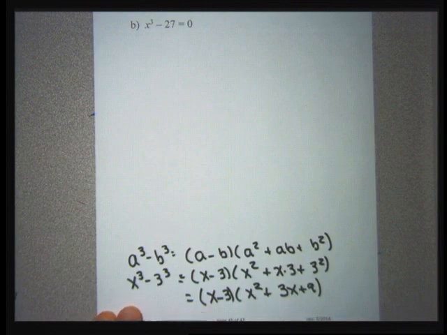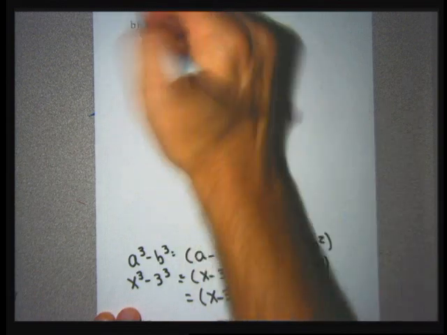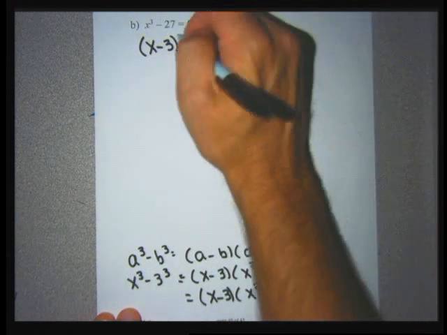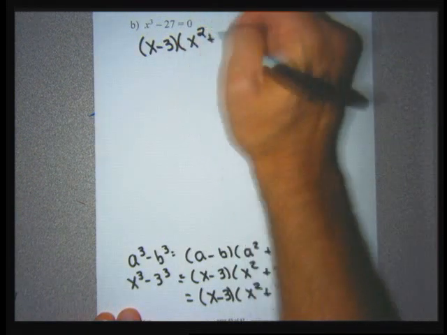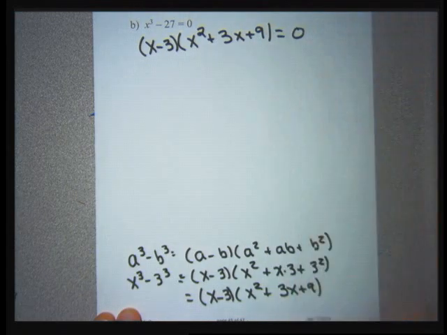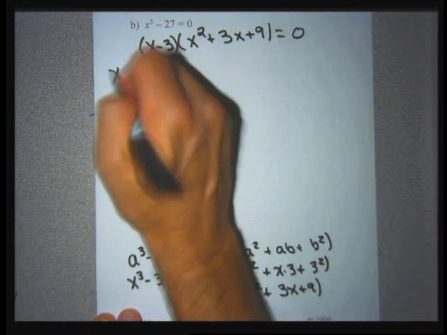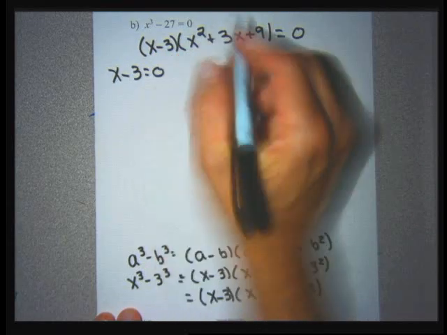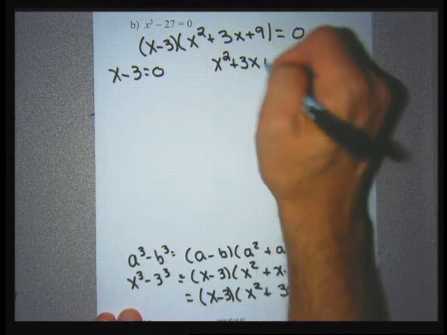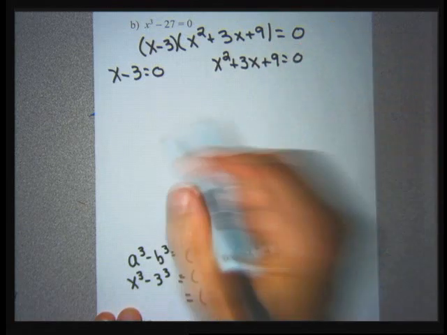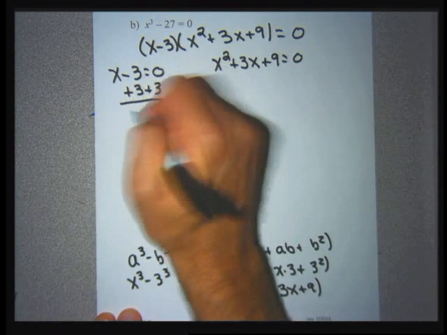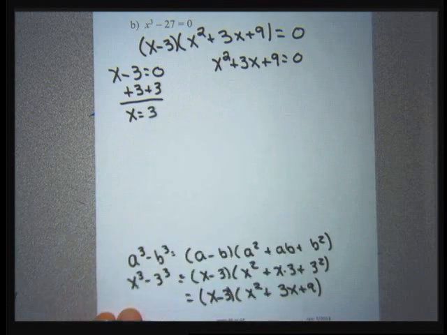And I'm going to take this and write it under my original problem. So my original problem can be improved upon. I can say this is the same as x minus 3 times x squared plus 3x plus 9 equals 0. And then I'm going to go x minus 3 equal to 0 and x squared plus 3x plus 9 equal to 0. For the x minus 3, I just add 3 to both sides and get one of my answers, x equal to 3.